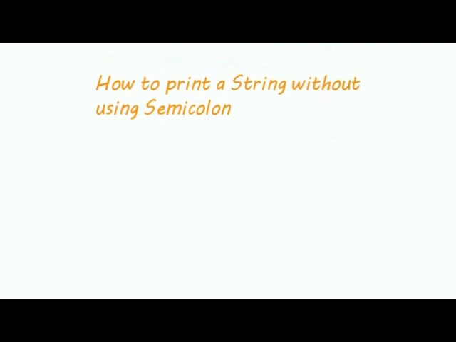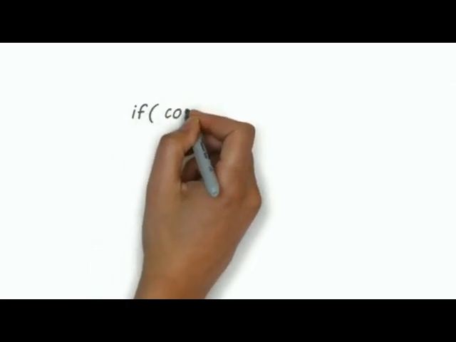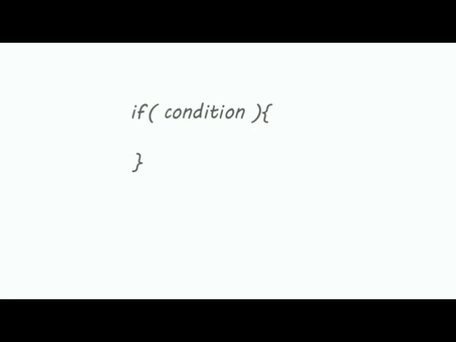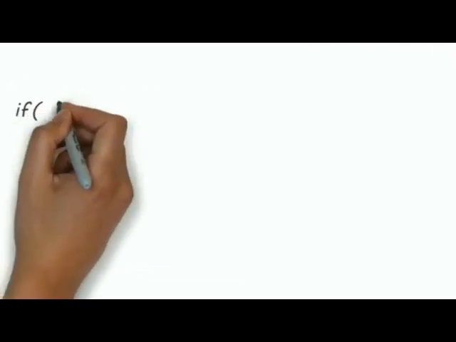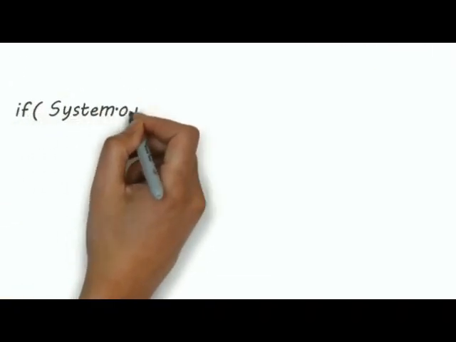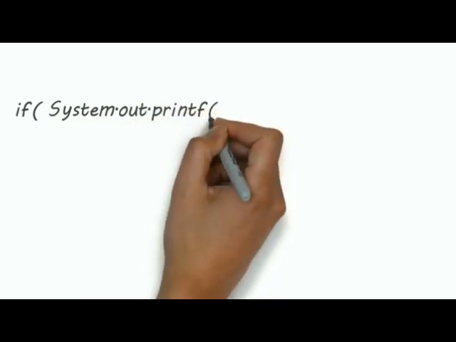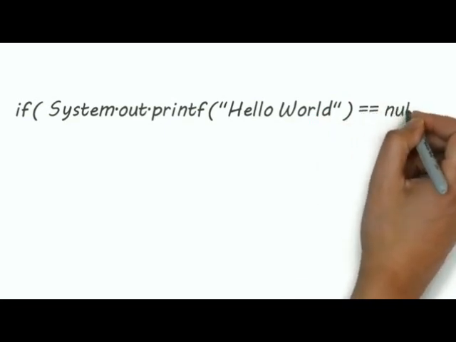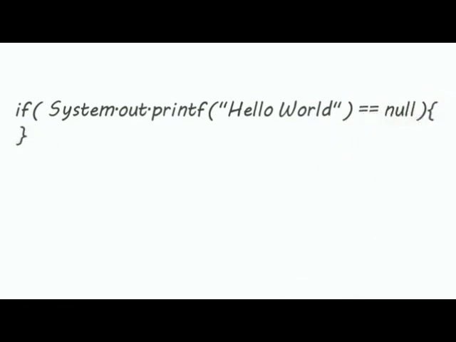Now a question for you: how to print a string without using a semicolon? This tricky question can be solved using the if statement. The if statement is the only keyword where we do not need a semicolon. So to print any string without using a semicolon, we write the printf statement inside the if statement: if System.out.printf hello world equals null.